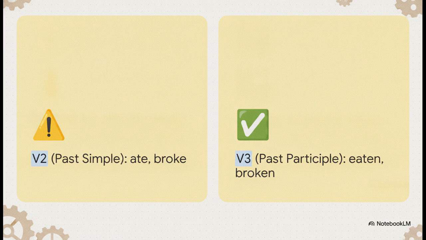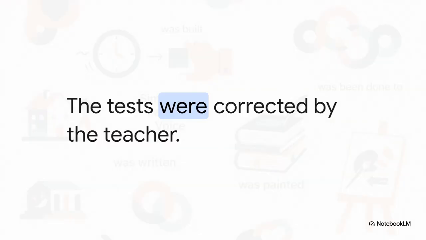But the danger, the real danger, lies in the irregular verbs. Ate becomes eaten, broke becomes broken. You absolutely must remember that passive sentences demand the V3 form. It's super common to accidentally say the window was broke, but now you know the formula requires that V3, the window was broken. And here is the final trap.